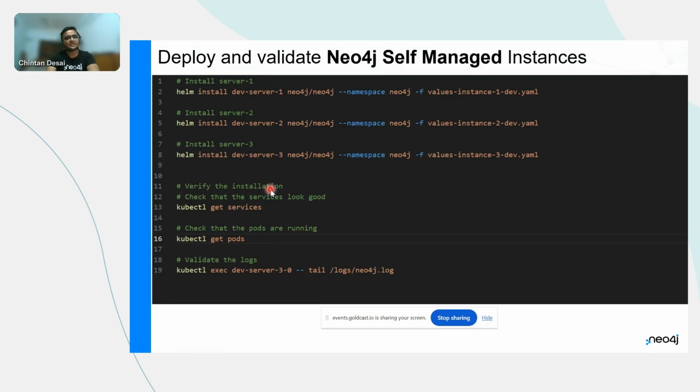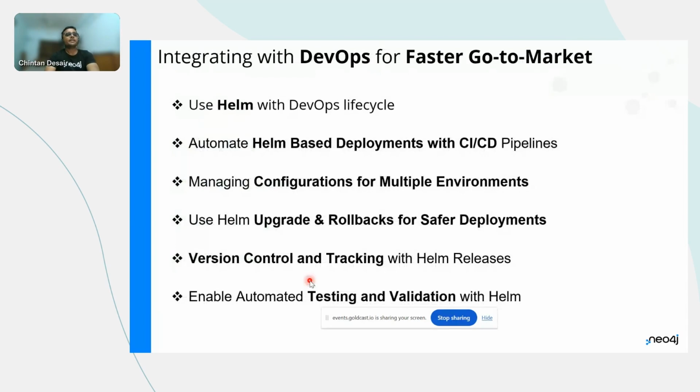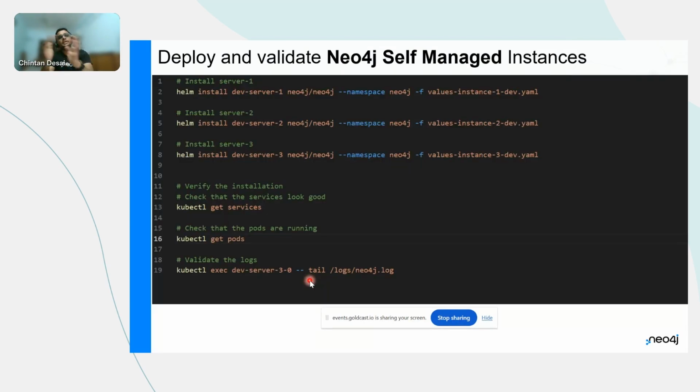And then you can validate the installation with kubectl commands like get services and get pods. That's how you can see how many pods of Neo4j are running. You can also check the logs using the Kubernetes command from the Neo4j logs folder. So it gives you validation that your Neo4j workloads are deployed properly, right? Now, that was about how we deploy Neo4j on a Kubernetes environment, and how we efficiently deploy application workloads along with Neo4j on your Kubernetes cluster.